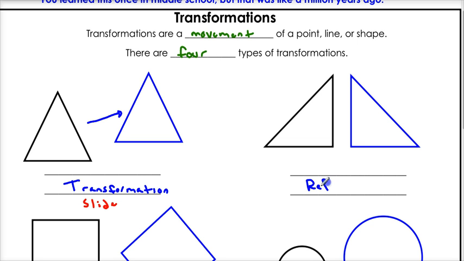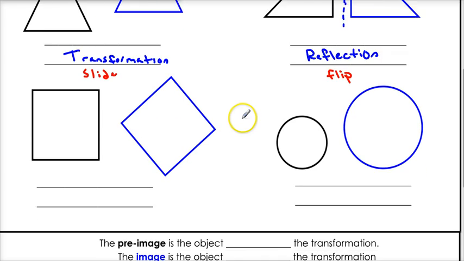The second one, all right, is called a reflection, all right? We call this a reflection. And if you see here, these are two mirror images of each other, but another way to call this is a flip, all right? We also call this the flip. When you flip something, it is a reflection. So we flipped over this triangle, we flipped it over this line, so we know we are reflecting it.